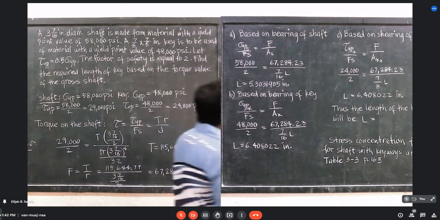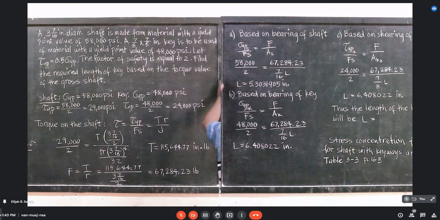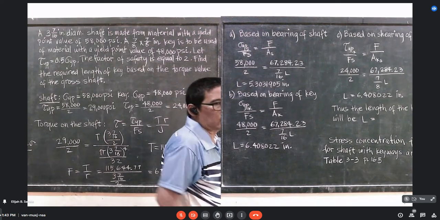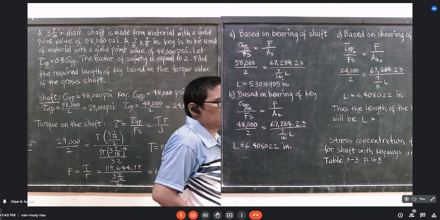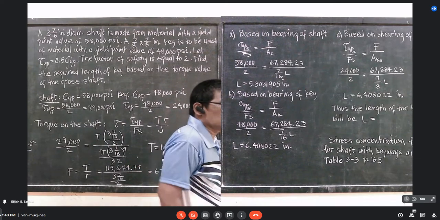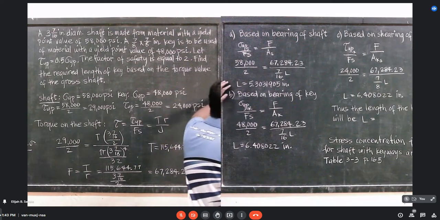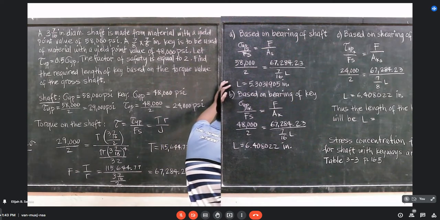67,284.23 pounds. Okay? So we can now compute the required length of the key, based on the acting stress and stress areas. So the length of the key is 5.3031905 inch.